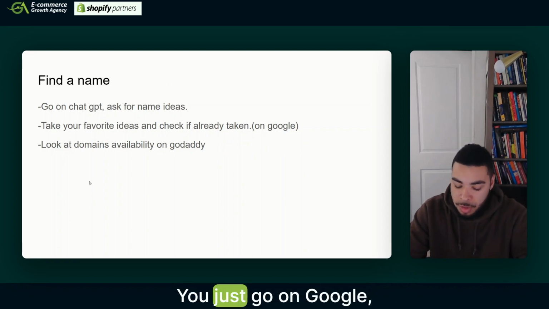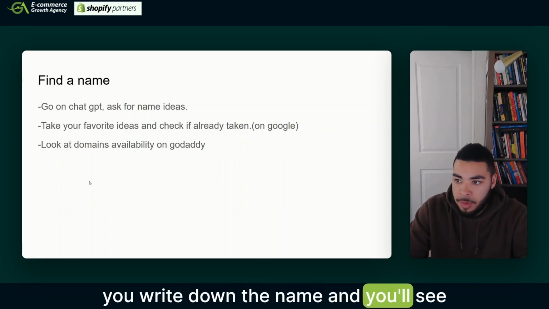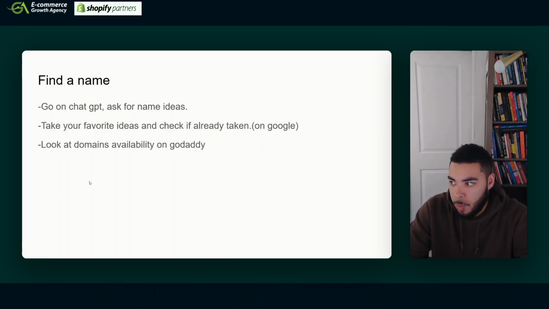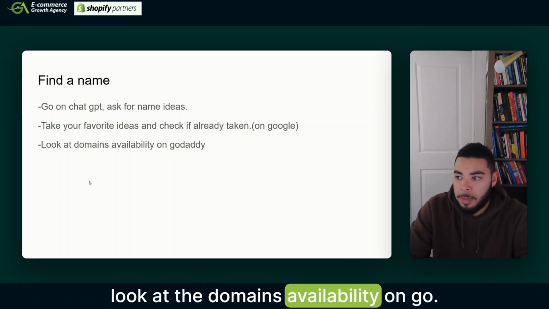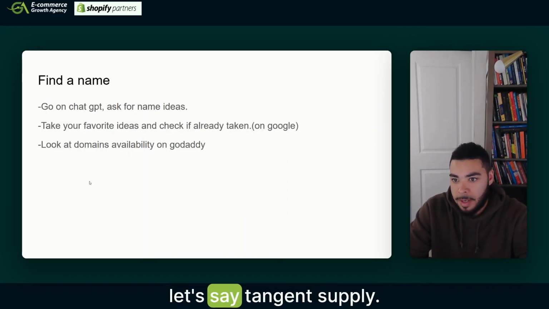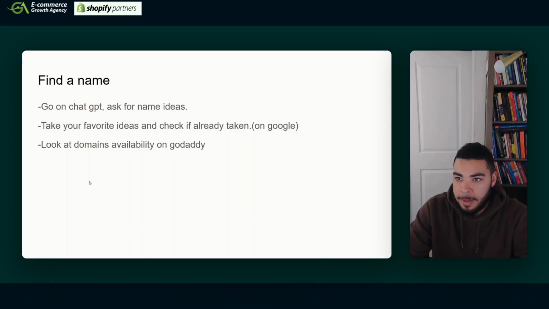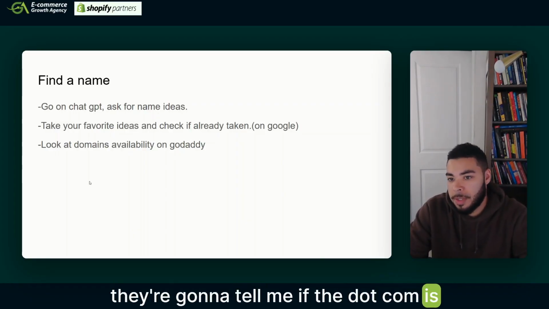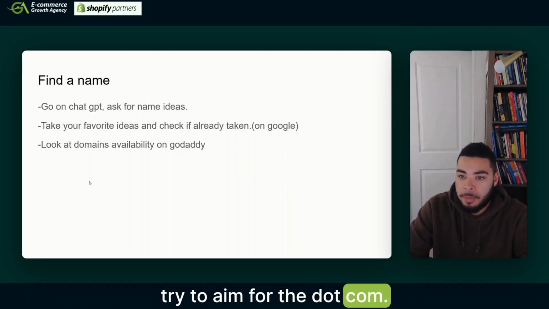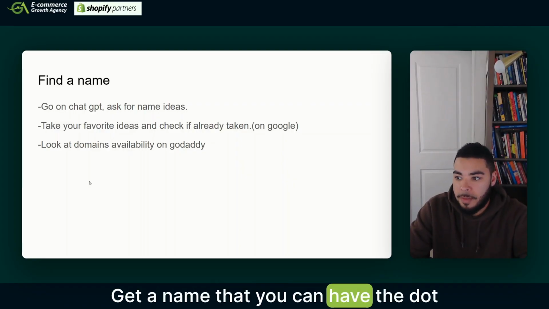What I mean by that is you go on Google, write down the name, and see if there are websites or if it comes up anywhere. Once you know it's not taken, look at the domain's availability on GoDaddy or whatever you want, but I use GoDaddy. I just write, let's say, Kangen Supply, and it tells me if the .com is available or not. So try to aim for the .com. Get a name that you can have the .com for.